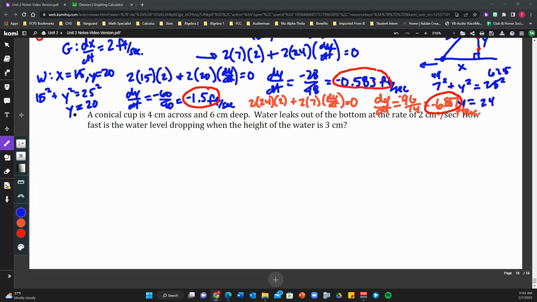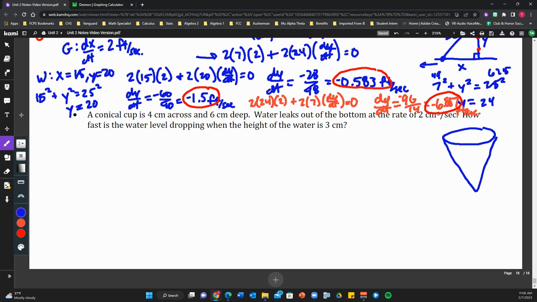All right, for our last example, this is another cone problem. This one says a conical cup is 4 centimeters across and 6 centimeters deep. So we don't have a picture yet, so let's go ahead and try to sketch one. And no, your pictures won't be graded, so don't worry if you're a terrible artist like I am. But you do need to be very careful with our cone problem.